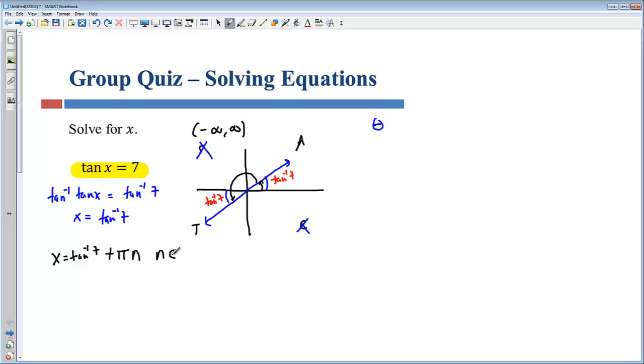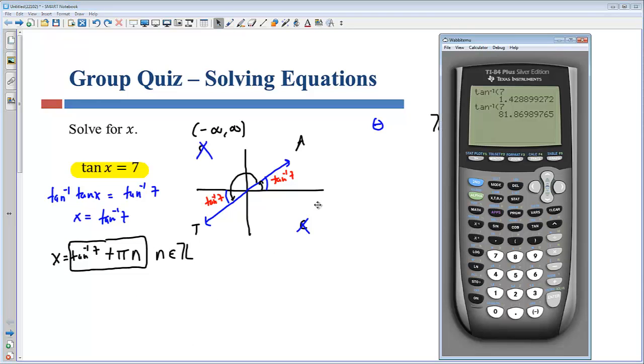And n is a special type of number. n is an element of the integers. Remember the integers, what do they look like? Remember they're the numbers like 0, 1, 2, 3, dot, dot, dot. And then you can also have the negatives, so like negative 1, negative 2, negative 3, dot, dot, dot. Those are the integers. And that's all of the possible solutions that we have for this equation. And you can see how they kind of correspond to the graph here.